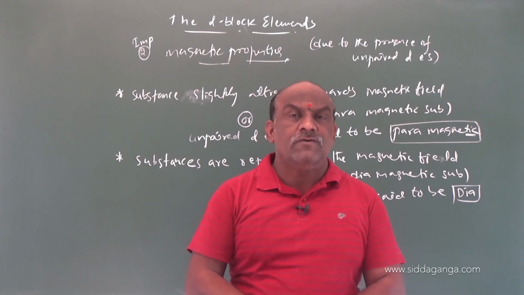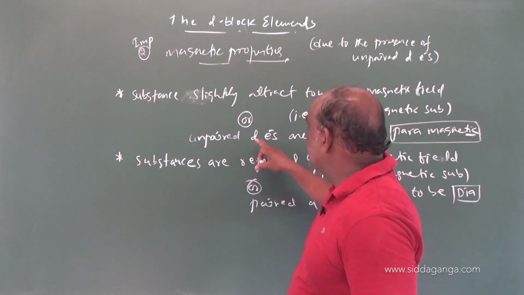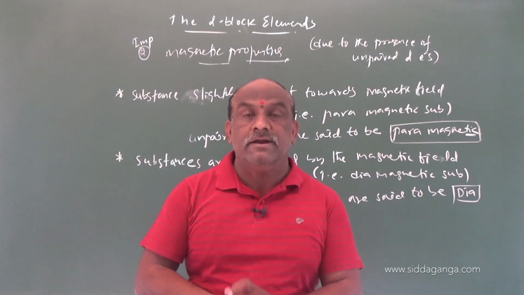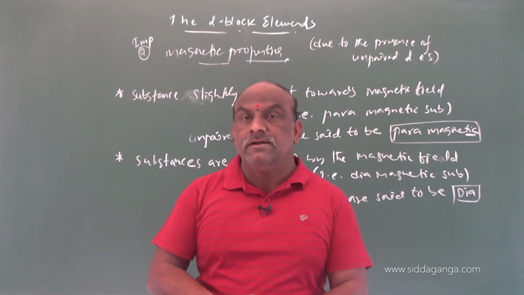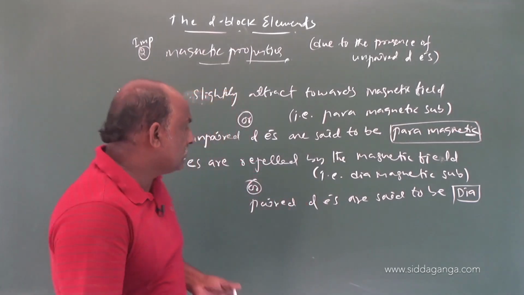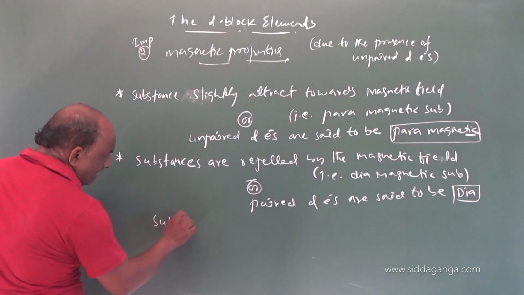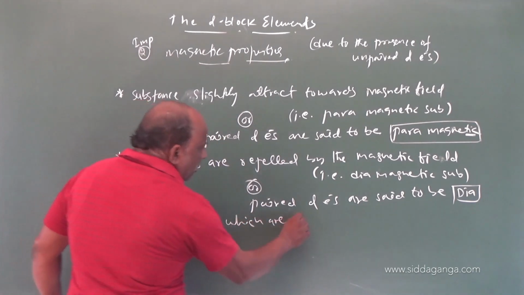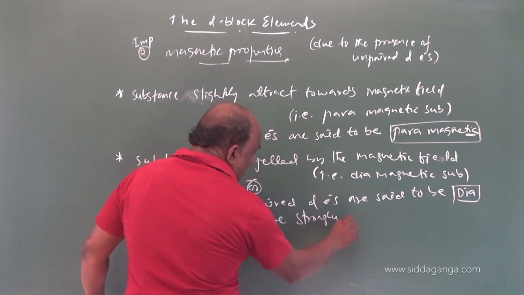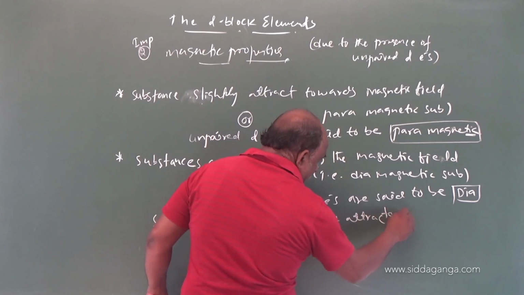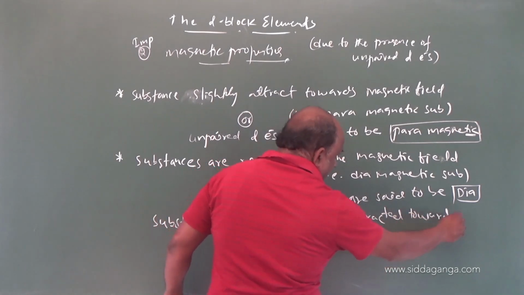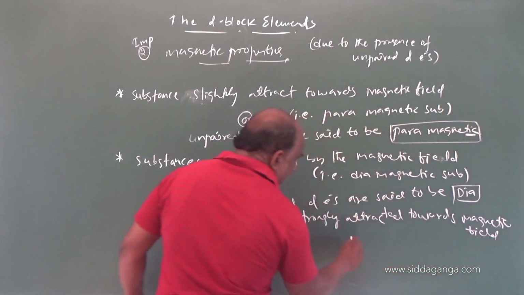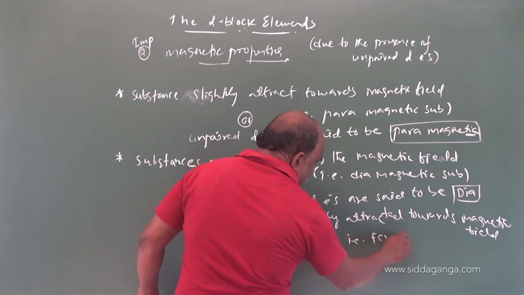What is the reason for a paramagnetic substance? Due to the presence of unpaired d electrons. Some more substances are there which are strongly attracted towards the magnetic field; that is a ferromagnetic substance.